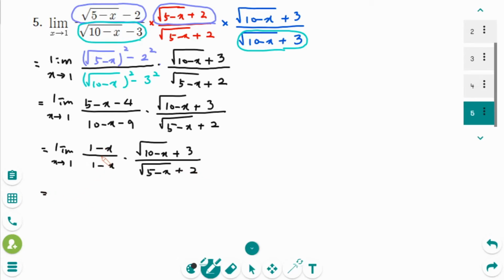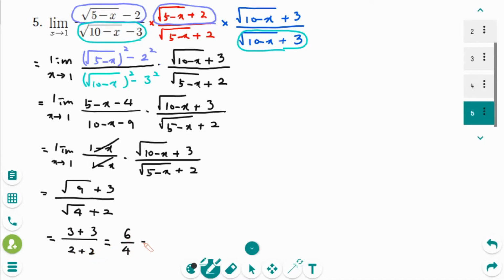And then cancel the common factor and put 1 into x. So square root of 10 minus 1, which is 9, over square root of 5 minus 1, which is 4, plus 2. This is 3 plus 3 over 2 plus 2. So 6 over 4, which is 3 over 2. So the answer is 3 over 2.